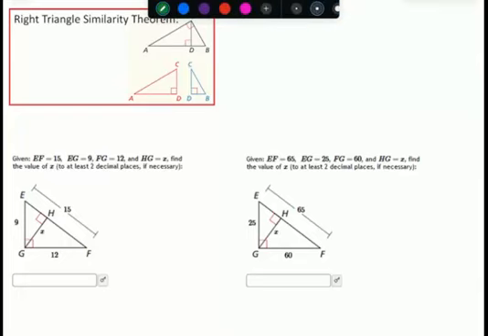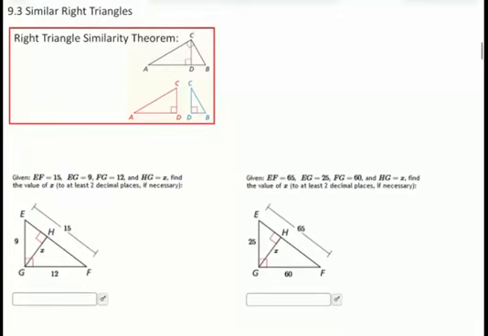Okay. So when you take a right triangle and you draw an altitude from that right angle to the opposite hypotenuse, it is going to create similar triangles. So the first relationship is: if the altitude is drawn to the hypotenuse of a right triangle, then both of the triangles that are formed by that are going to be similar to the original triangle and each other.